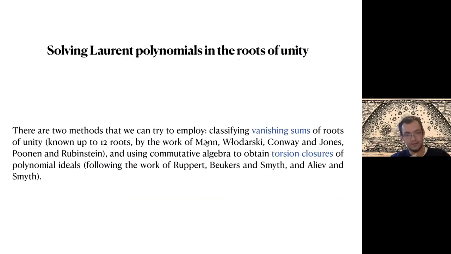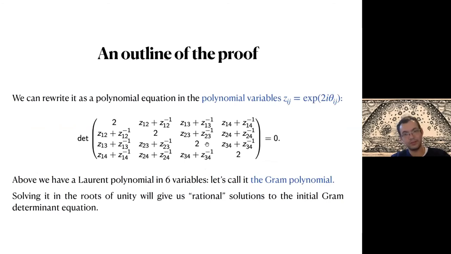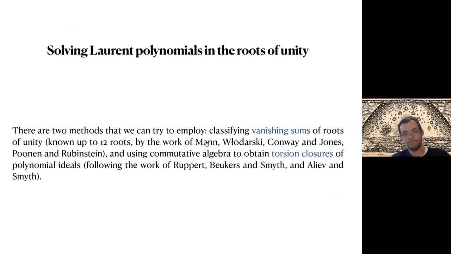There are two methods of solving Laurent polynomials in the roots of unity. If you look at this expression, this determinant, it is a Laurent polynomial in six variables. So one of the methods that we can employ is classifying vanishing sums of roots of unity, and those are known up to 12 roots. The other approach is via commutative algebra. And there we need to compute the so-called torsion closures of polynomial ideals. This is a pretty different approach, actually. These are the two main approaches that are known for solving polynomial equations in the roots of unity.